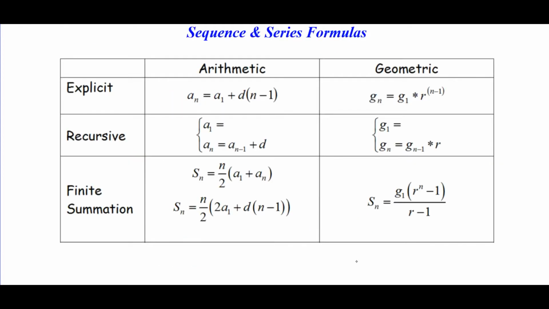Adding to the chart here, we had the explicit and recursive formula rows before, so now we're adding the finite summation. These are the 2 formulas that we just talked about, and then we have the formula for geometric summation, and we're just going to go with, trust me, that's the formula. Be careful here that when you put this in your calculator, you need to have parentheses on here. Also, sometimes you might see this formula written slightly differently, so g sub 1 times 1 minus r to the n over 1 minus r.